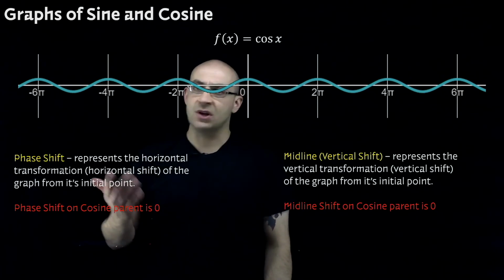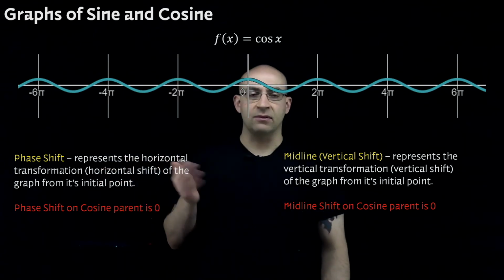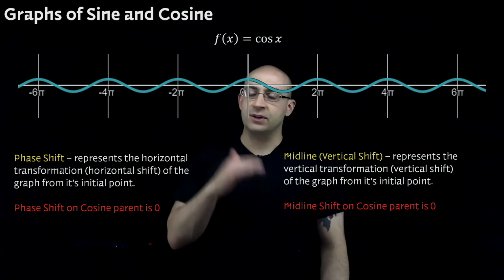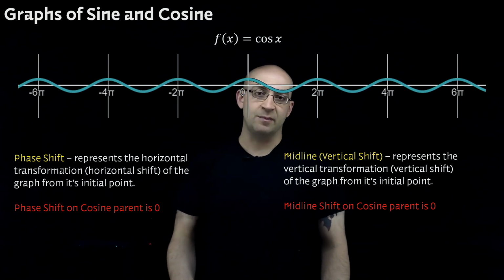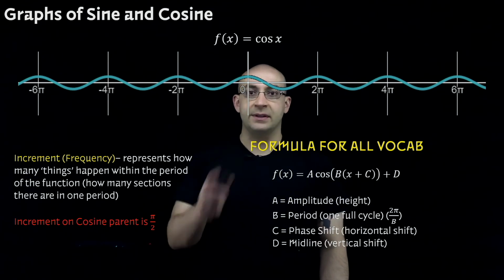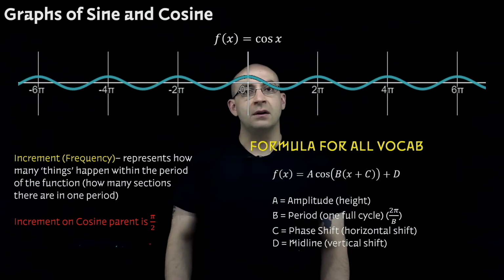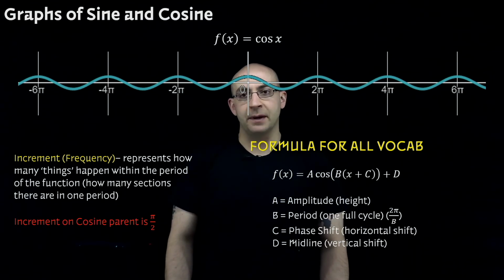Phase shift, there was no phase shift on the parent cosine function. It didn't shift left or right. And then we have our midline vertical shift. Again, the parent function of cosine is almost exactly like in terms of behavior of the sine function, where there is no vertical or horizontal shift. And again, we have the increment of cosine is pi over 2, because again, there are 4 things that are happening on this graph. Now, the formula is exactly the same, and we will go from there.